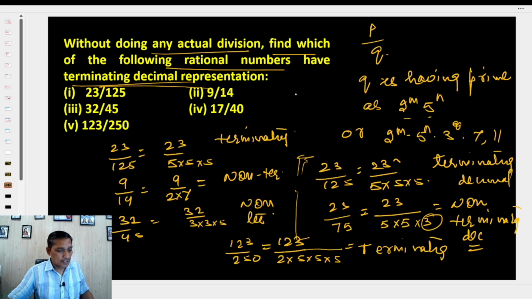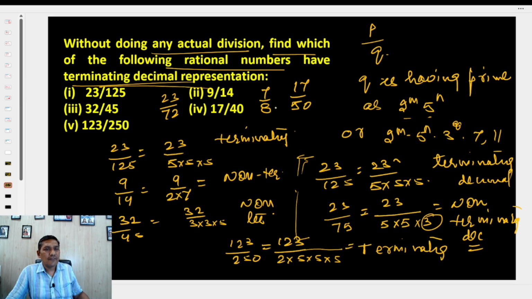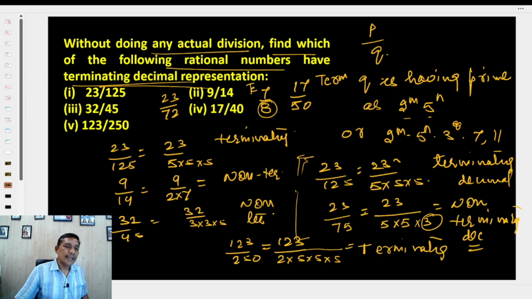The questions are 17 upon 50 and 7 by 8 and 23 by 72. Now you can see the factor is 2 and 2 and 2. It is a terminating decimal. Its factor is 2 into 5, terminating decimal. Factors are 9 times 8. You got 3 here. Non-terminating decimal. That's how you solve these questions. A very simple and easy question they are. As such, you won't find any difficulty.